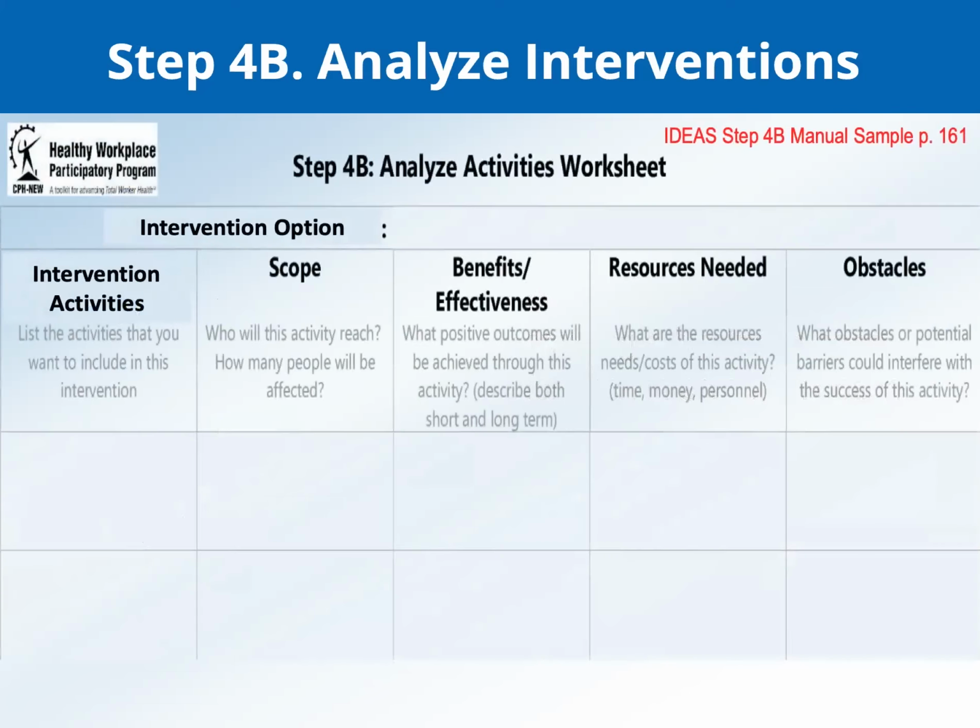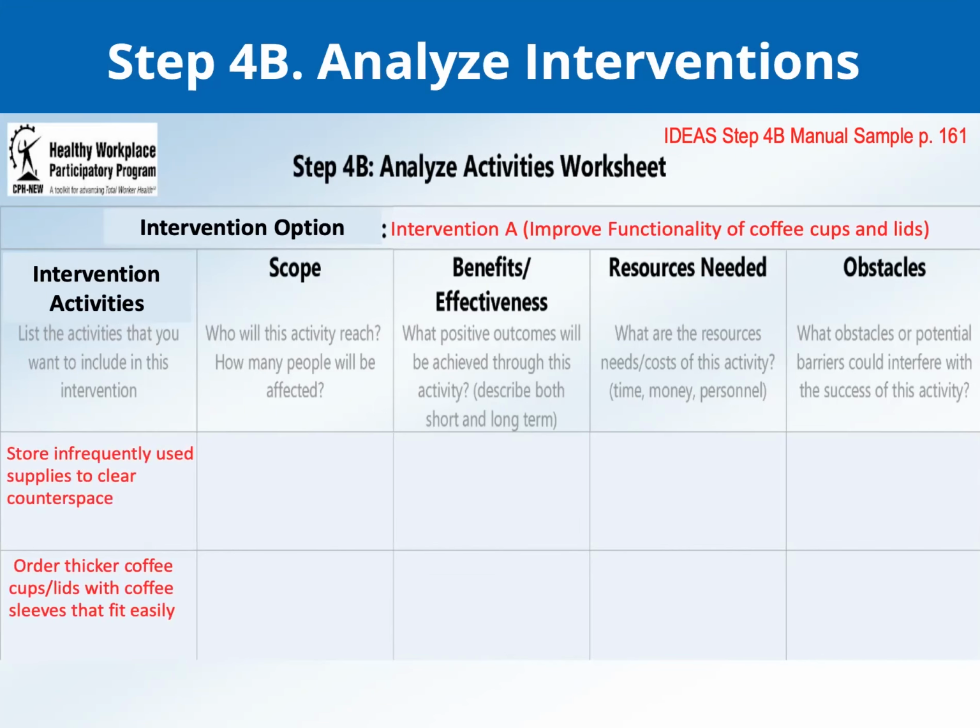You'll recall the intervention activities from Step 4A. Next, you'll determine the intended scope for the intervention as a whole, considering all of the activities listed. Ask yourselves, how many employees will be reached by this intervention? Are all employees targeted, or will it target a specific group?